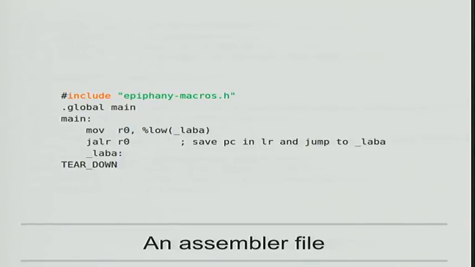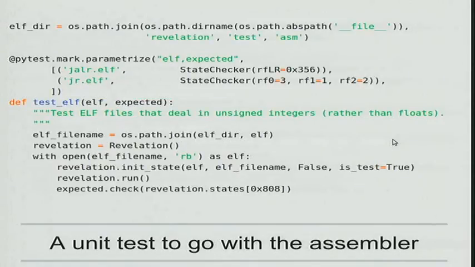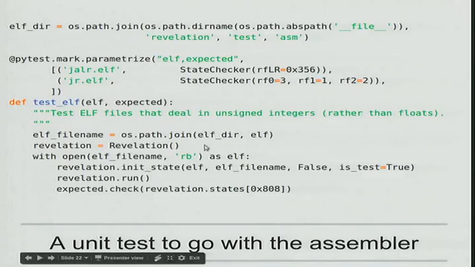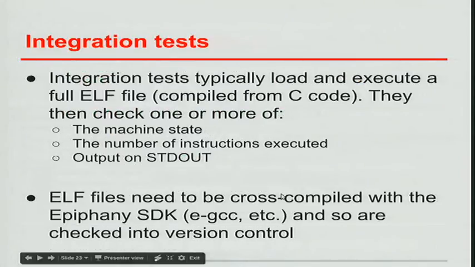Another is to use these examples I've described from the reference manual. So this is an example for the same sort of thing. So this is a bit of assembler code, and then we compile that assembler code, and because we have to compile with a cross-compiler and it's a real pain to install, I put the binary file into version control as well. And then we can test this in the same sort of way with py.test. So we use the same kind of state checker thing to say, load this ELF file, run the simulation, and then check to see that we were in the right state at the end of the simulation.